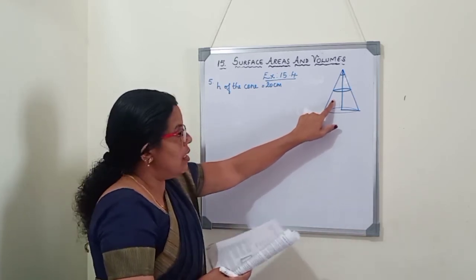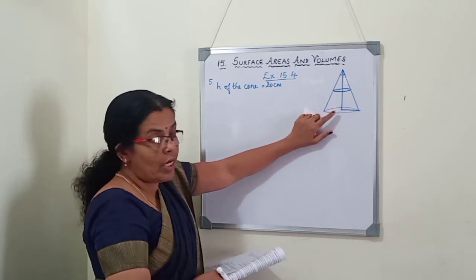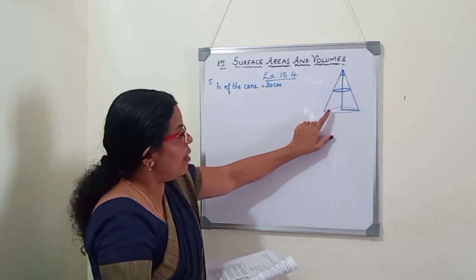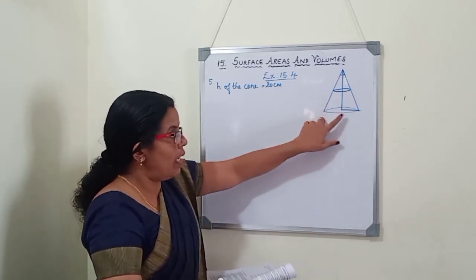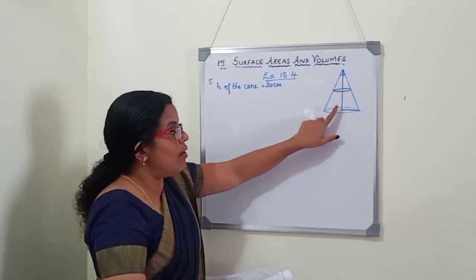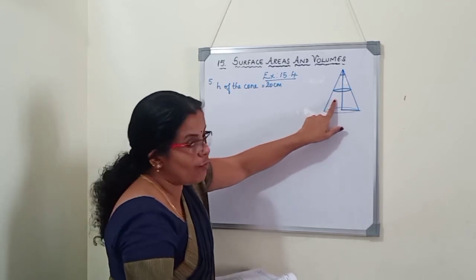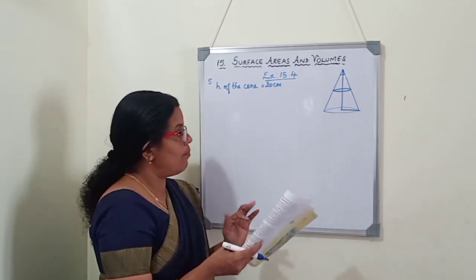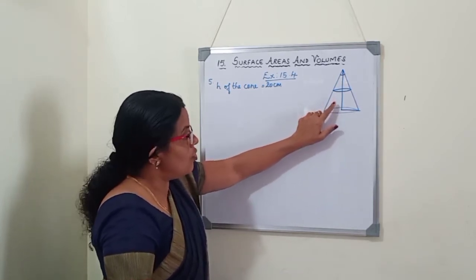So wire means it's in the form of a cylinder. So this frustum is melting and making it into a shape of a cylinder. We want to find what is the length of the wire, means we want to find the height of the cylinder. So when we melt and make one solid into another solid, we will compare the volume. There will not be any change in volume. So volume of the frustum of the cone will be equal to volume of the cylinder, and we will do the sum.